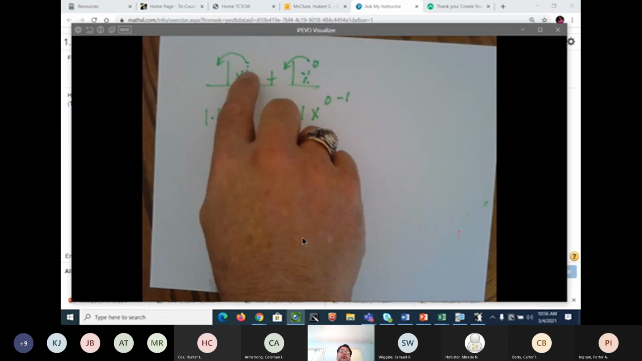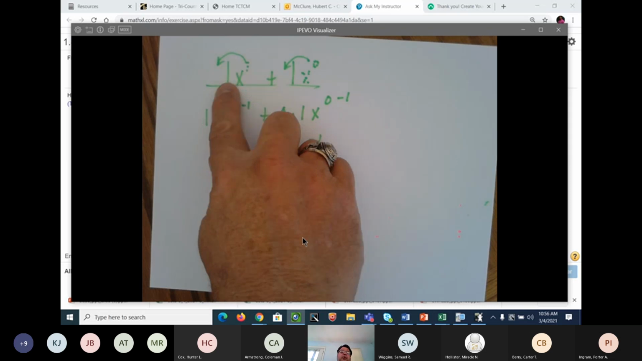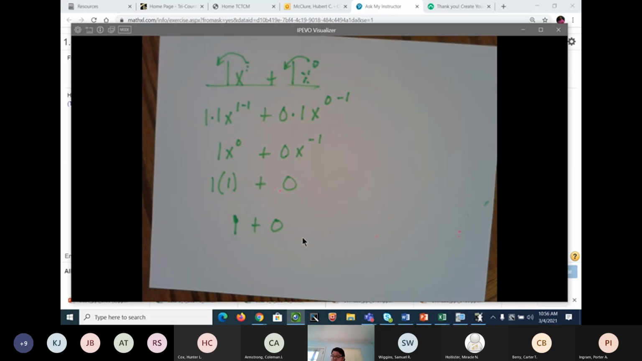And then here, that's a 1. 1 times 1 is 1. The derivative of any coefficient and variable to the first power is that coefficient. And you'll learn that as you do more and more problems. So let's get back to our problem.